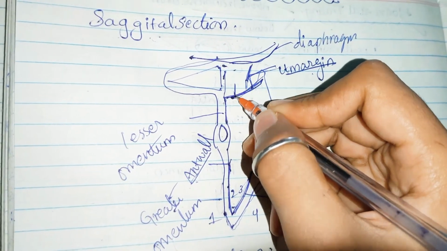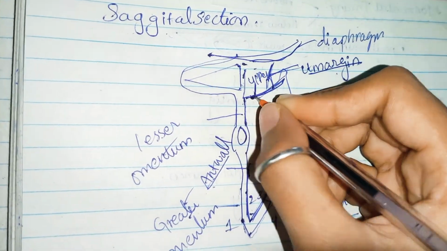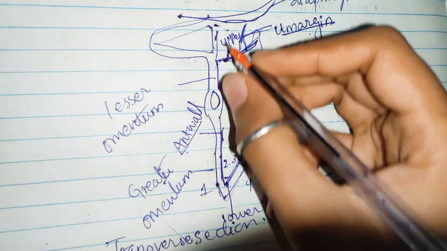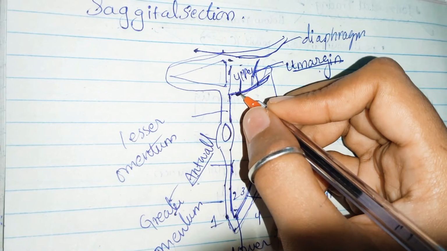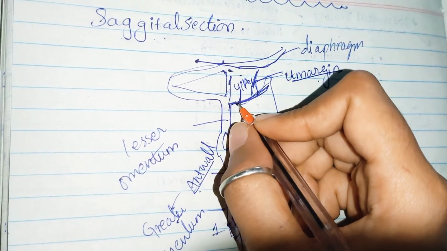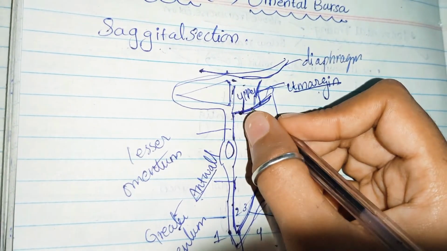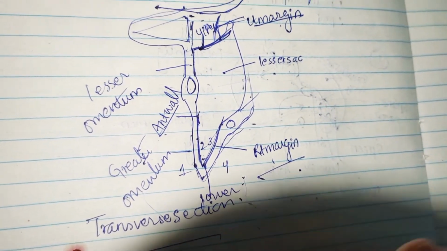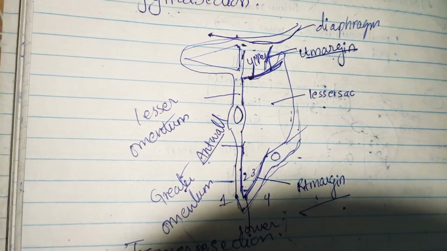Now let us discuss the upper and lower borders. This is the upper border exactly here, and of course this will be the lower border. The upper border is formed mainly by the reflection of peritoneum on the diaphragm from the esophagus, and also from the upper end of the fissure of ligamentum venosum, and also by the upper border of the caudate lobe of the liver. So this is the upper border. Coming to the lower border, it is formed by the second and third layers of the greater omentum. That's it. So these are all the different boundaries of our lesser sac or omental bursa.